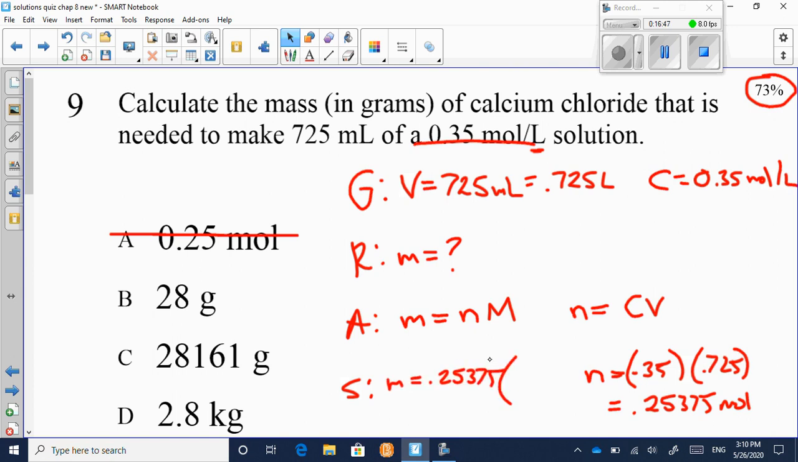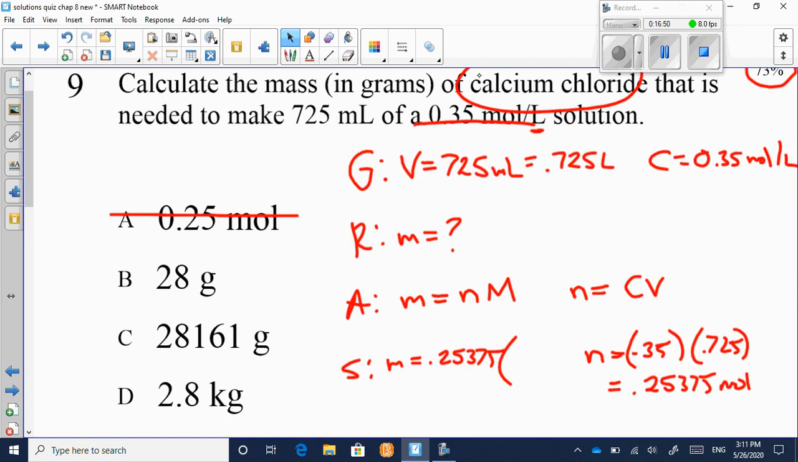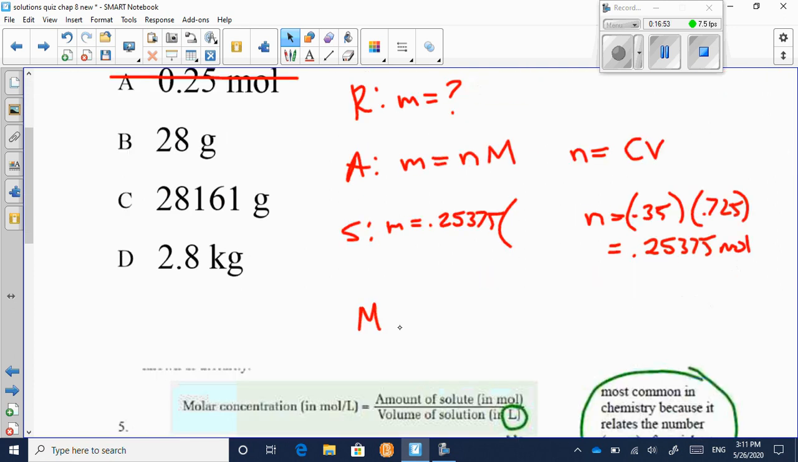And then I'd come over here and go, well, the mass is going to be 0.25375 times, oh, I need the molar mass of calcium chloride. Calcium is Ca 2+, chlorine's 1-. Oh, so it's CaCl2. I have to crisscross. And Ca is 40.08. There's one of them. Plus 2 times 35.45. So 40.08 plus 2 times 35.45 is 110.98.